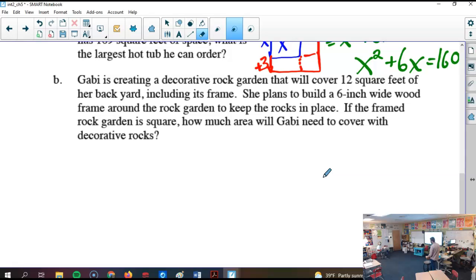I figured it out. So, you're right. We don't know if it's going to be a square or not, but we do know its area is going to be 12 square feet. Oh, if the framed rock garden is square, well, there we go. Then it's x plus 12 squared equals. We don't have that number either.